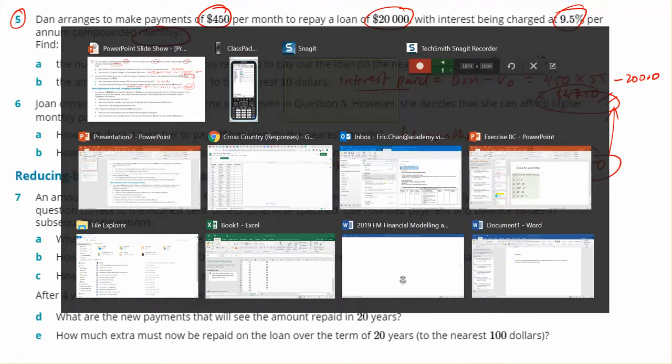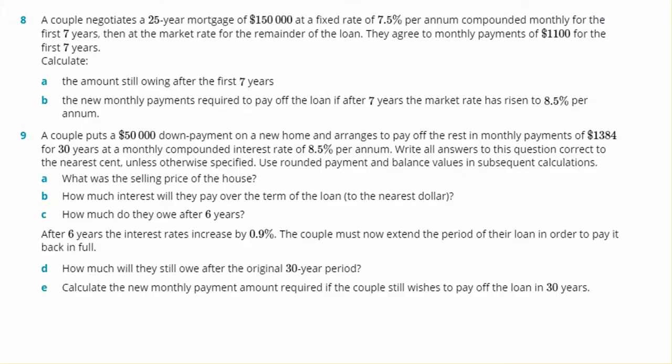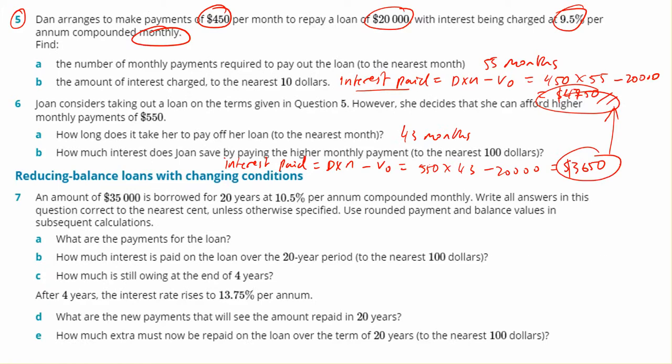4750 minus that gives you 1100. Okay, so save 1100. So there's obviously a saving by paying more sooner, or more per month, which makes sense.